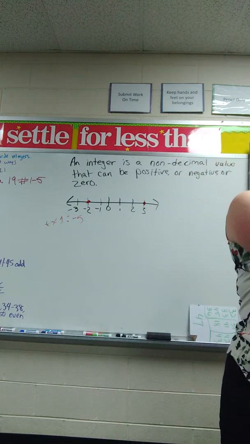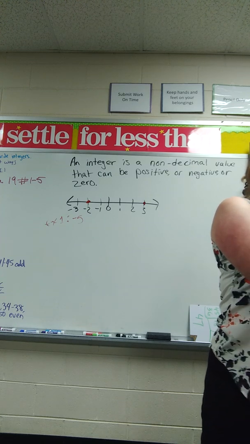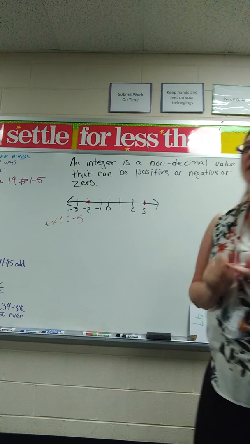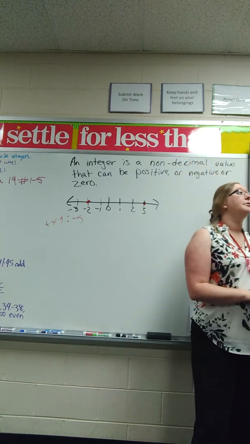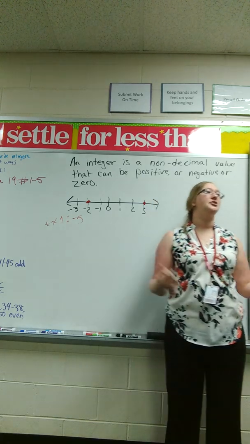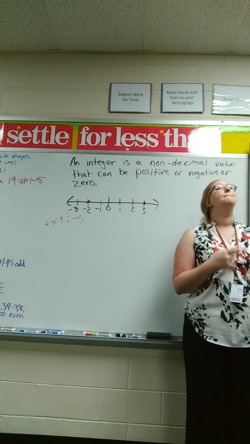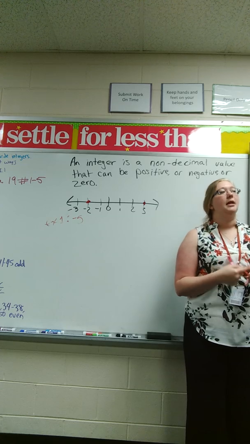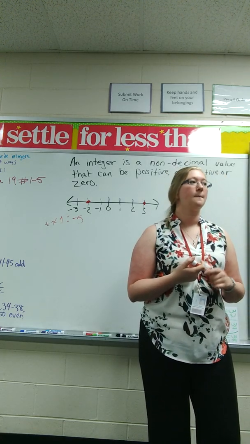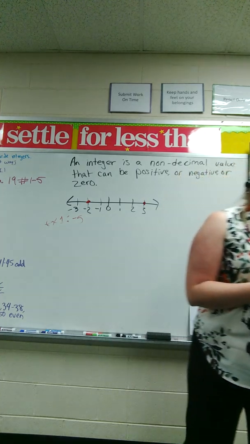Because of that word below, it could be below normal. It could be below 0. It could be below the Earth's surface. It could be below sea level if we're talking about elevation. Below is going to tell us a negative. Above would be positive.